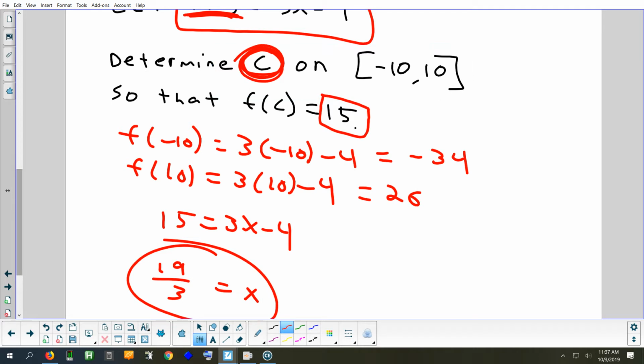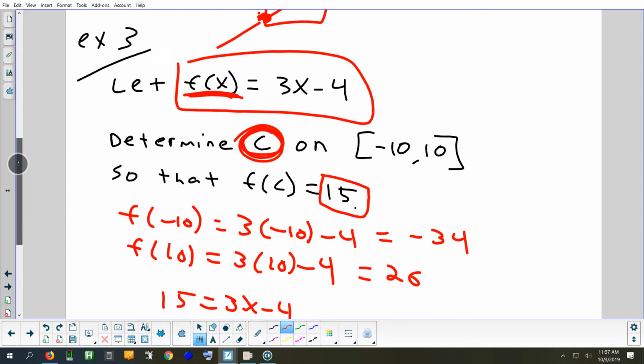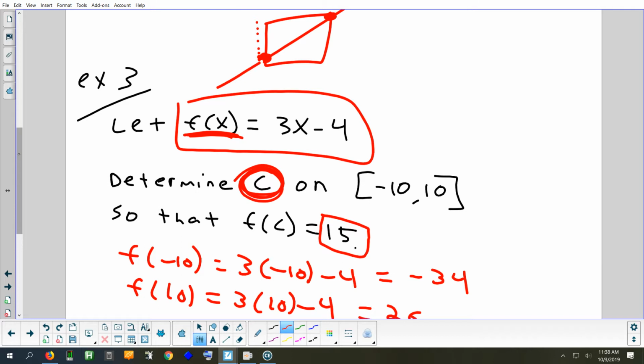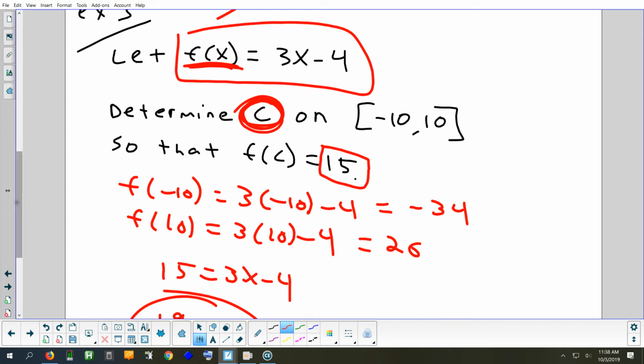So the actual algebra here is very easy. What I want you to understand is the idea behind it. That you have a starting y value, an ending y value, and it was continuous. So you went through every y value in between. Would you hit 17 somewhere between negative 10 and 10? What do you think, Caleb? Would you hit 17 somewhere on that interval? Between negative 34 and 26. Yeah, you would. You'd hit 17 somewhere.